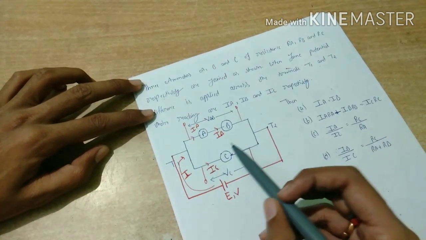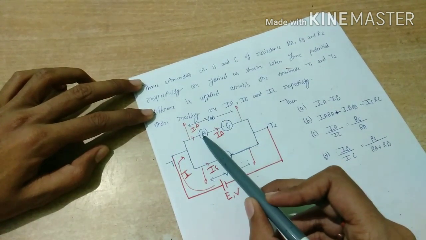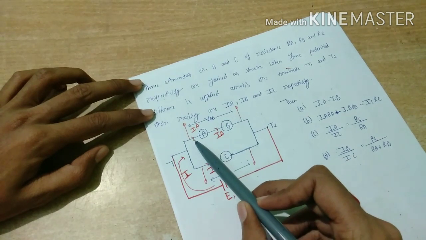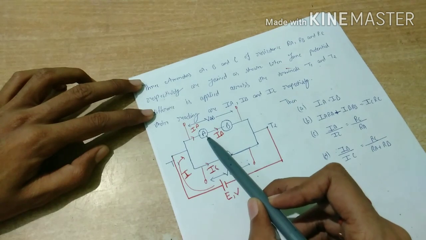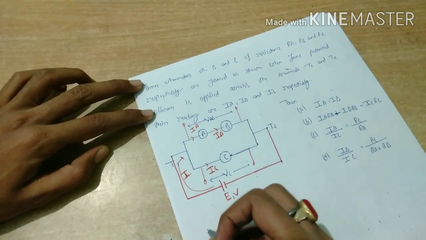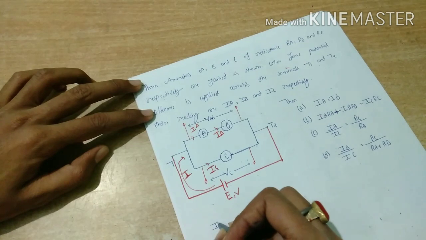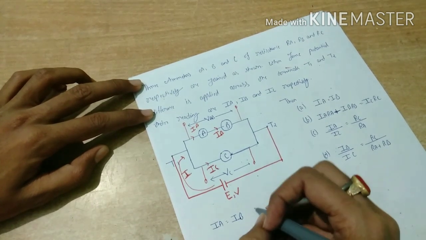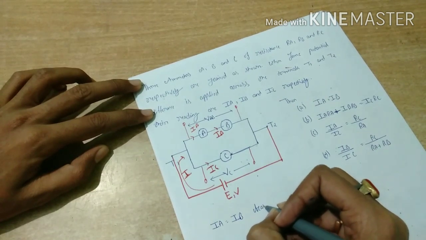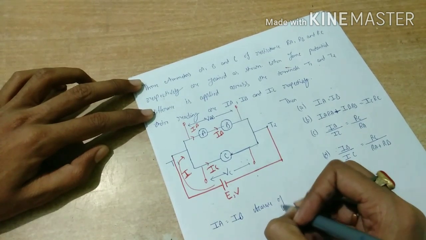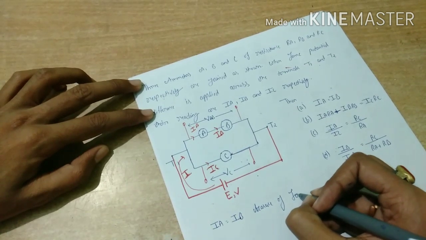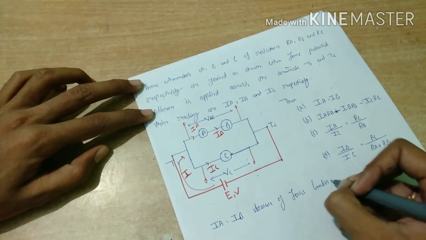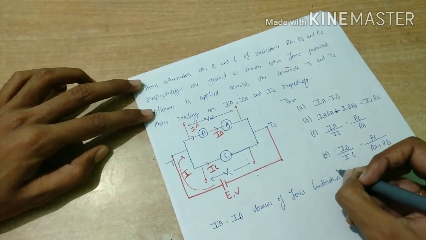As we know, ammeters A and B are in series, so the current in a series combination remains the same. That's why we can say IA equal to IB because of the series combination.